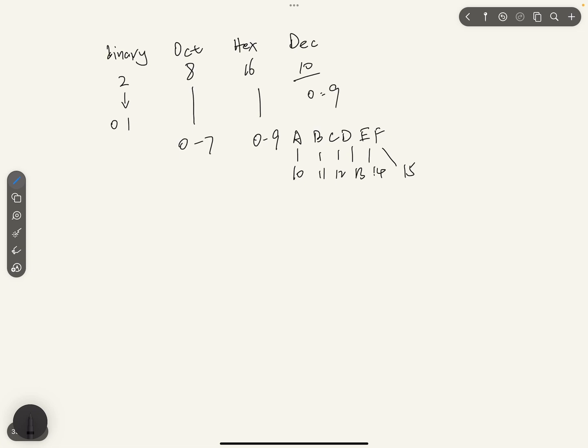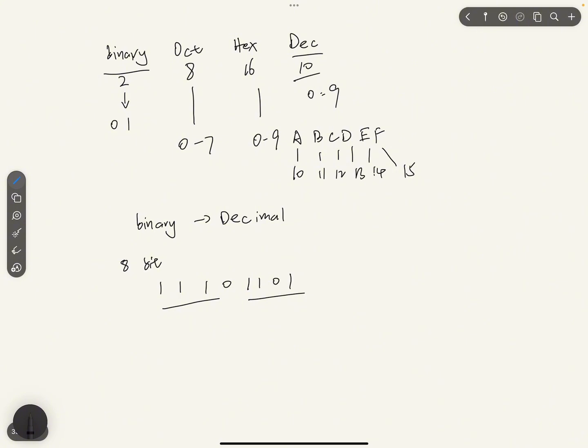So let's talk about how we convert binary to decimal first. Let's say we have an 8-bit binary, say 11011101, that's 8-bit. How do we convert this number to decimal?